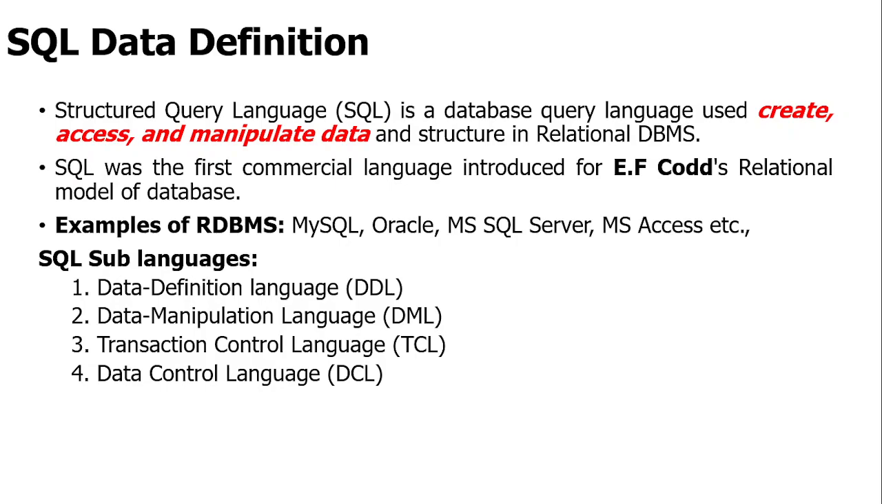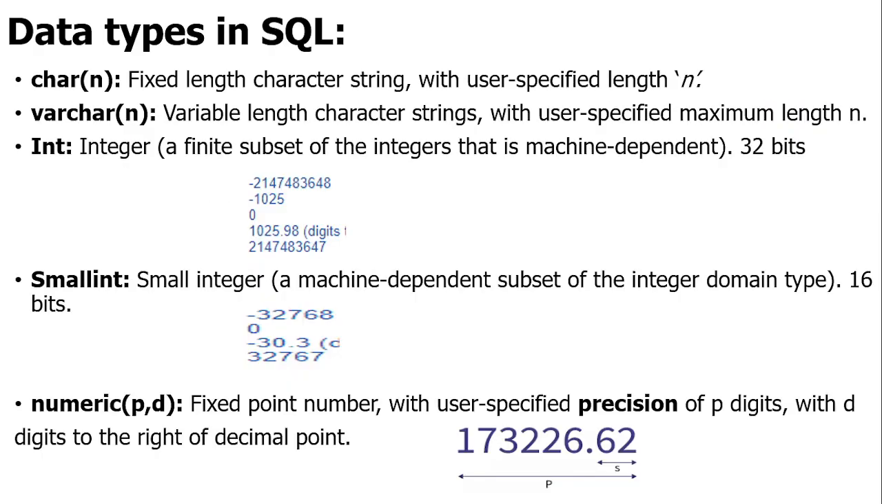The various SQL sublanguages are DDL, Data Definition Language, DML, Data Manipulation Language, TCL, Transaction Control Language, DCL, Data Control Language. Now, let us see the data types in SQL. So, we have char of n, fixed length character string with the user specified length n, varchar of n, variable length character strings with user specified maximum length n, int, integer, then smallint, then numeric. Here numeric is having two parameters p comma d, fixed point number with the user specified precision of p digits with d digits to the right of the decimal point.